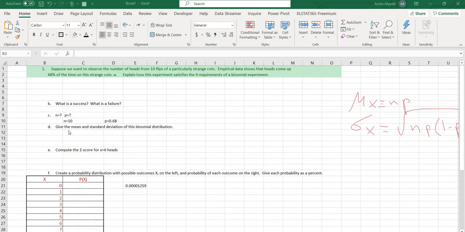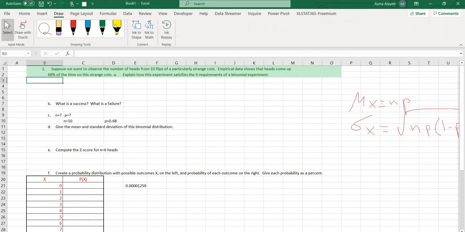Next, we want to find the mean and the standard deviation. We have the formula over here. So the mean is equal to n times p. So I'm going to go ahead and compute the mean over here. The mean is basically equal to n, which is 10, times p, which is 0.68. So the mean is 6.8.